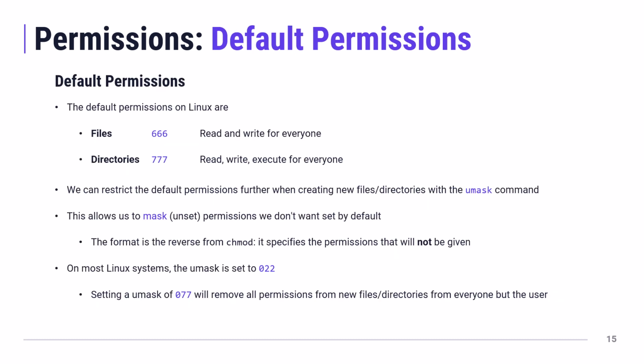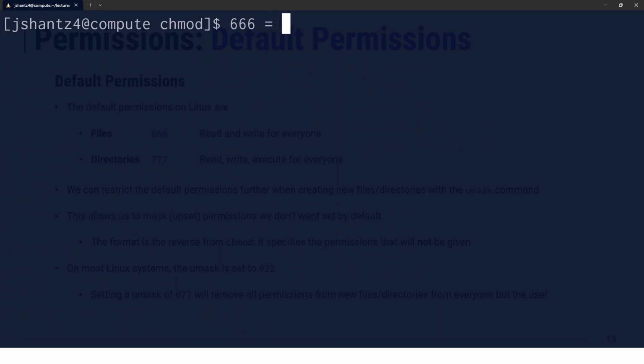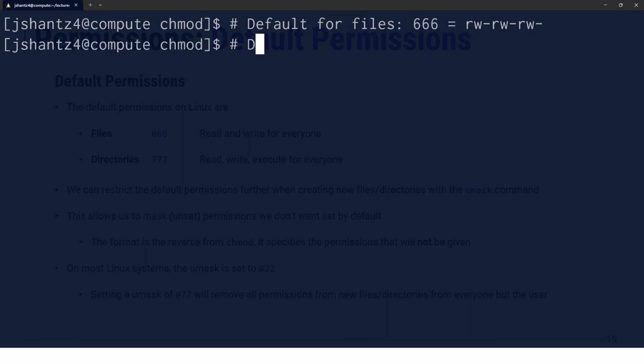Now, default permissions in Linux. By default, any new files you create are going to have permission 666. So 666 is going to be read, write, and no execute bit; read, write, no execute; read, write, no execute. Okay, so that's the default for files. And then the default for directories is going to be 777, which is read, write, execute; read, write, execute; read, write, execute. We'll see what the execute bit means in a little bit for directories. But for now, just understand that these are the defaults for directories and files.